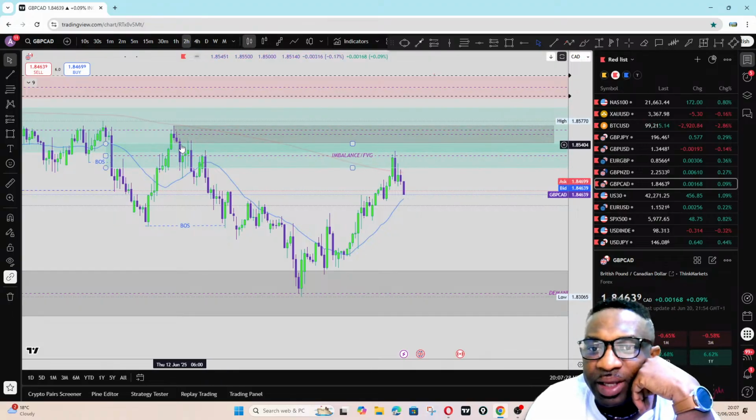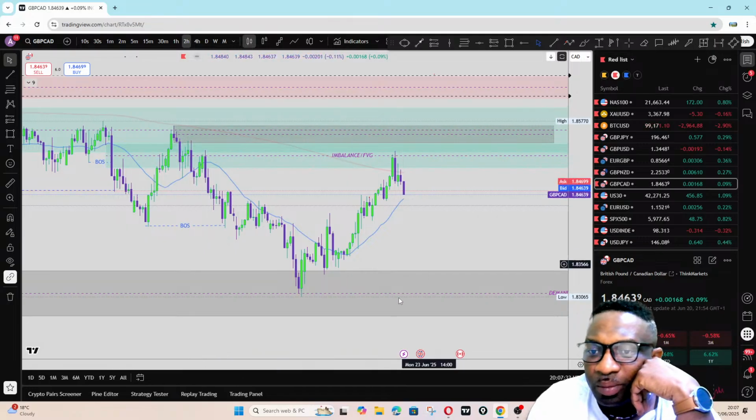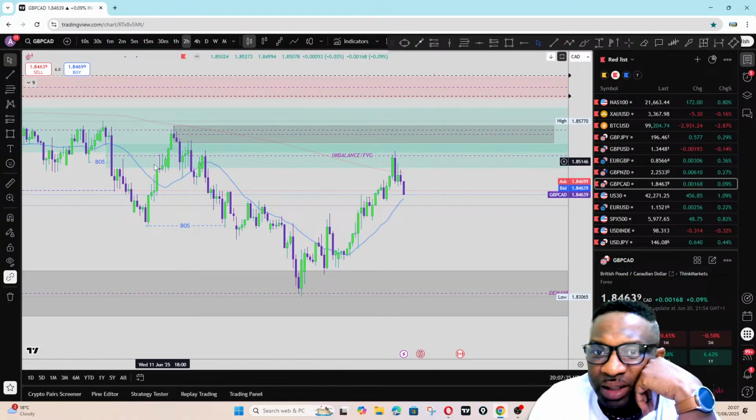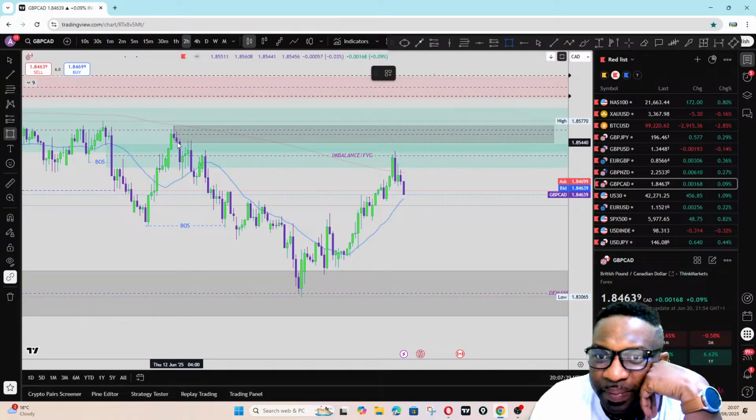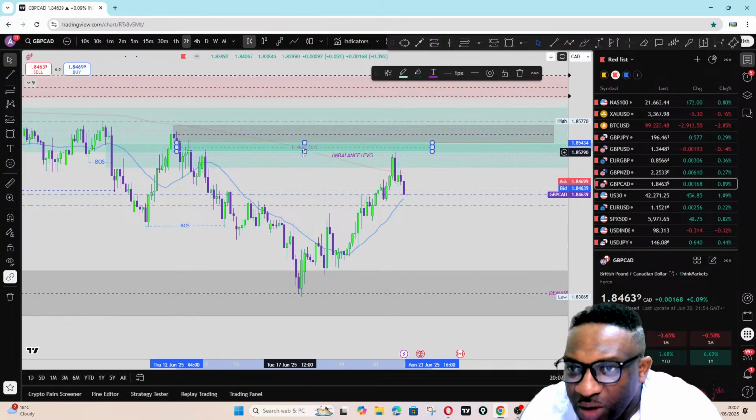So over here, we can identify that we also have some imbalance here, which also falls within the area we marked on the 4-hour time frame. So, confluencing. We have this imbalance here where price just tapped into it and turned around.